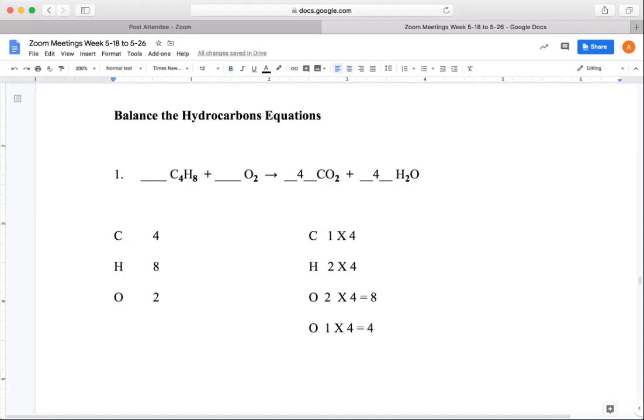Does your scanner work? Yeah, it works. Okay, thanks.